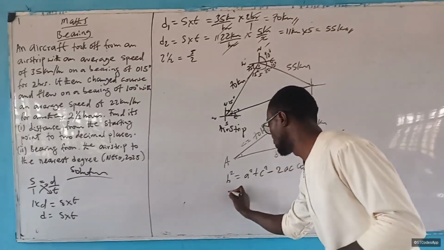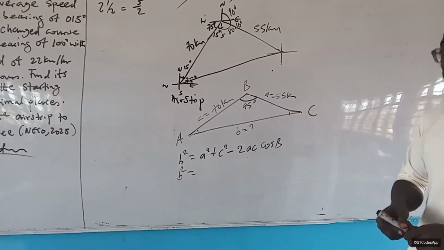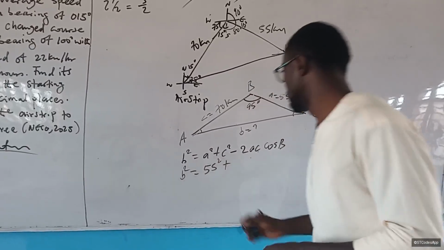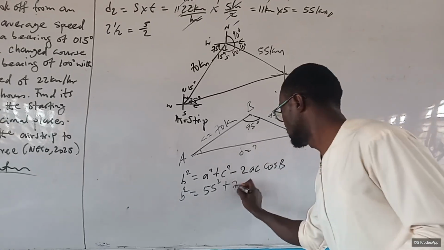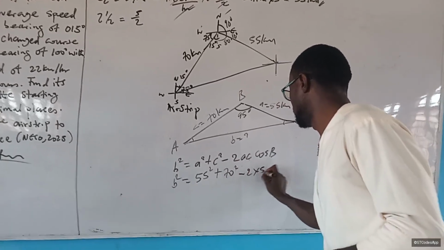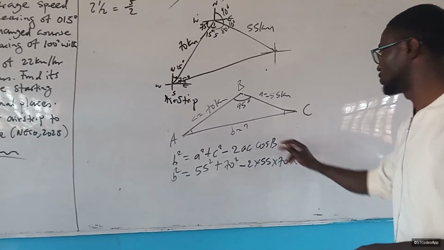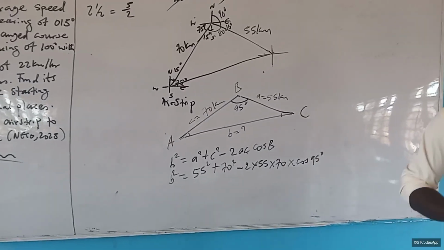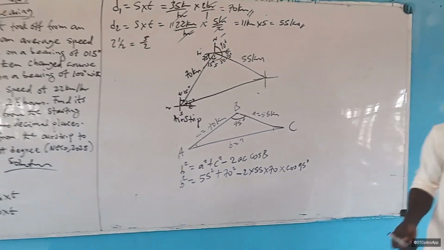So I'm going to have b squared equals what? Our a is 55, so we have 55 squared, plus our c, which is 70, squared, then minus 2 times 55 times 70, then times cos of the angle, which is 95 degrees. Are we together?